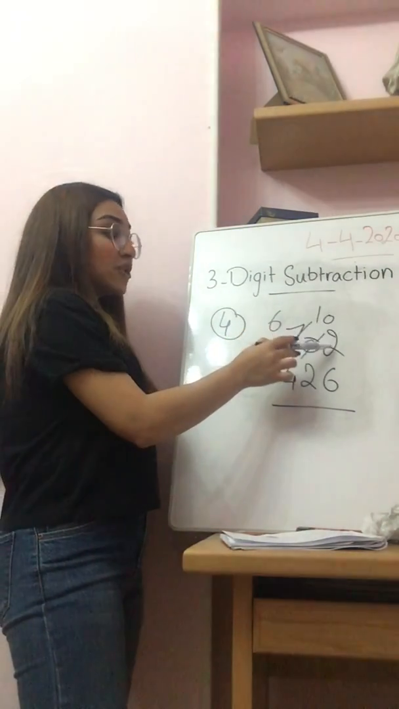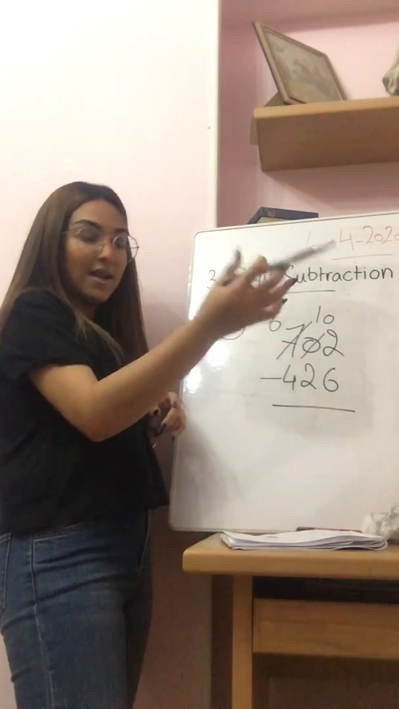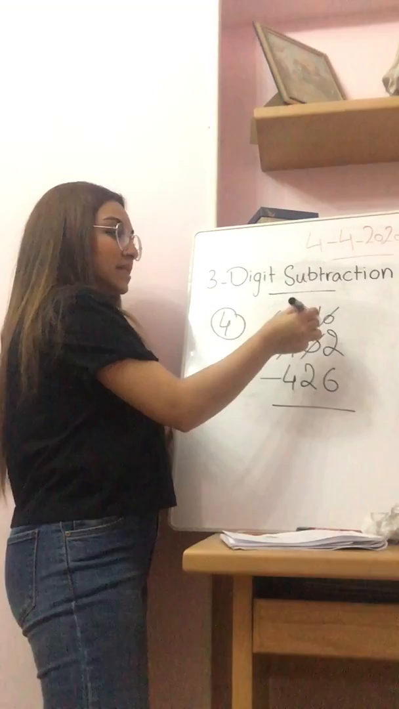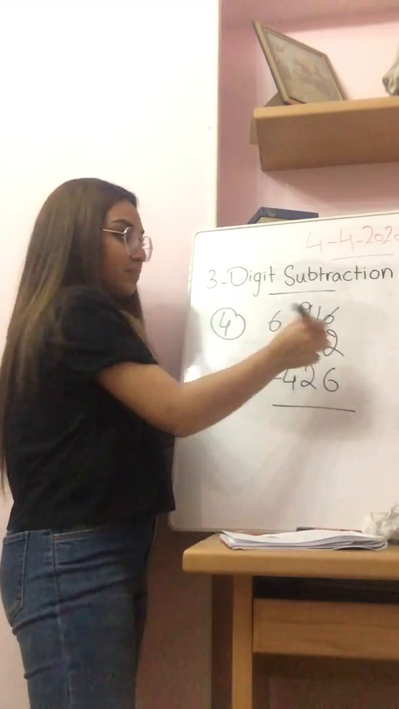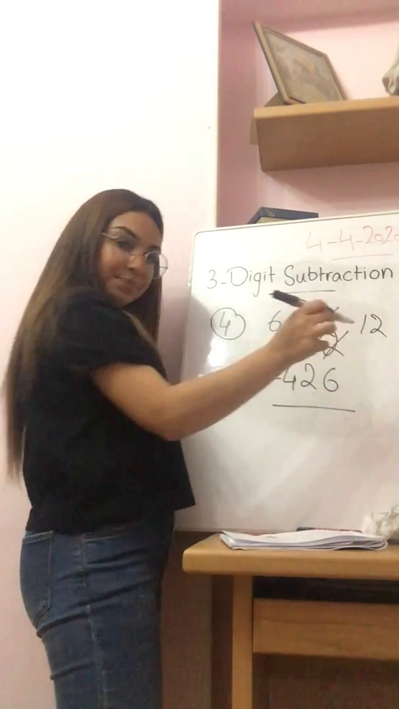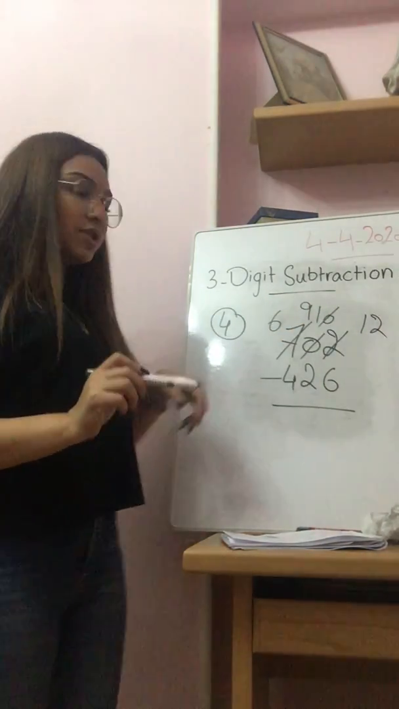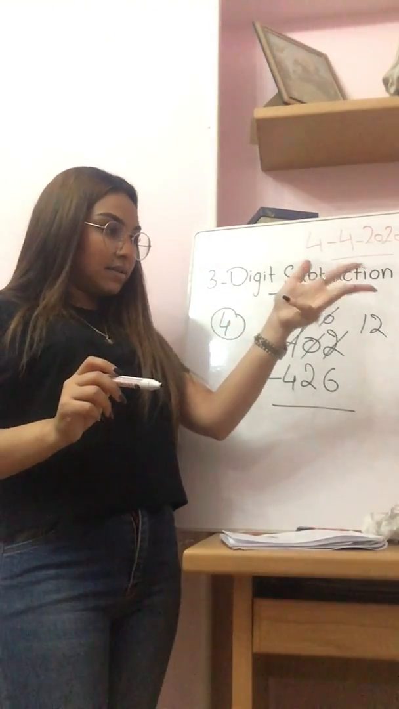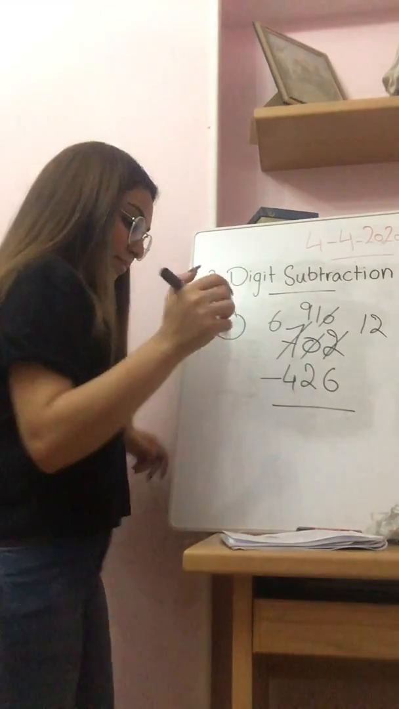Now, the 10 is going to tell the 2 that I can give you a 10 now because I'm at 10. So we are going to cross out the 10. It's going to be 9 because it gave a 10 to the 2. Now, the 2 is going to be 12. So now we can subtract 12 minus 6. After the 6: 7, 8, 9, 10, 11, and 12. These are 6.